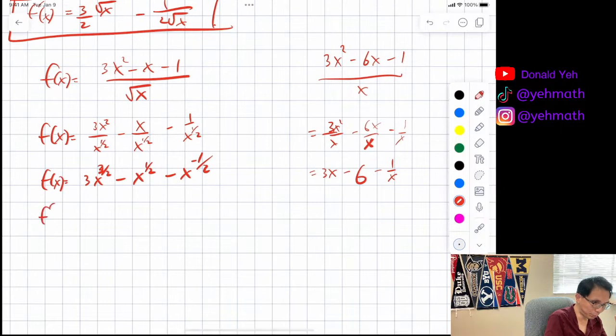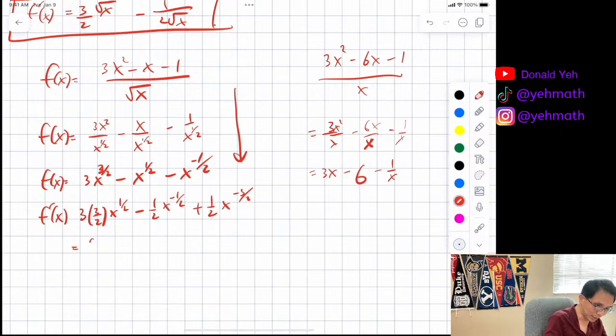So now I can say f prime of x. Now I take a derivative. A lot of people say this is the derivative. That's not the derivative. That's just a rule for algebra, right? So that's going to be 3 times 3 over 2 times x to the 1/2, minus 1/2 x to the negative 1/2, plus 1/2 x to the negative 3/2. And that's going to be 9 over 2 x to the 1/2, minus 1/2 square root x. Well, this is square root x here. And plus 1/2, this one is going to be square root x cubed. And that's f prime of x.